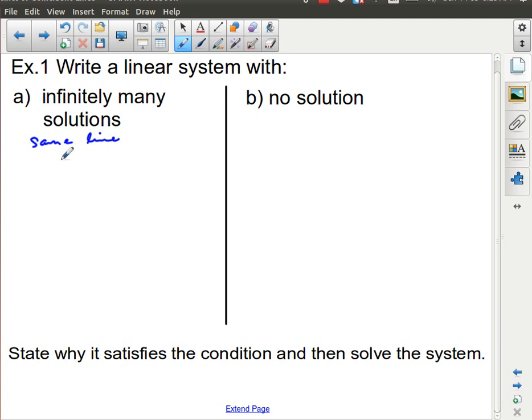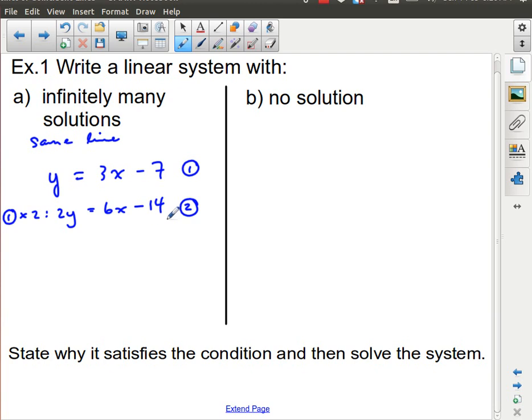So let's go ahead and just pick any line that we want to. Y equals 3x minus 7. And I need to rewrite this equation in another form. So one thing I could do is take equation 1, and I'm going to multiply equation 1 by 2. And I end up with 2y equals 6x minus 14. So that's equation 2. I'm done. That's all I needed to do.